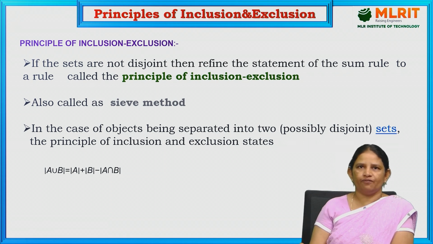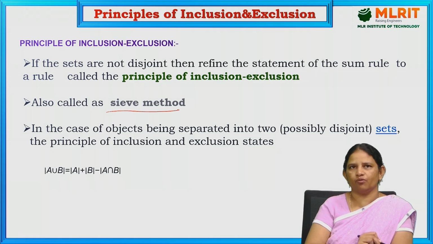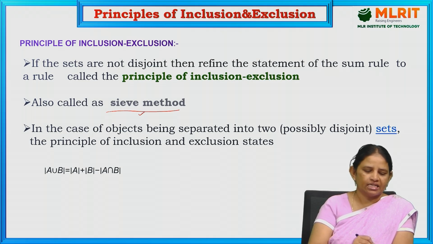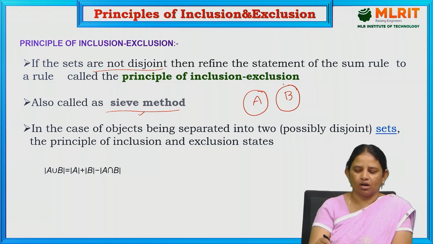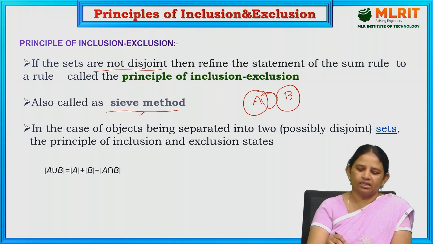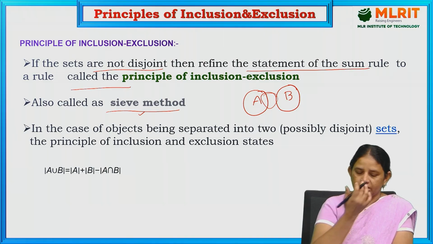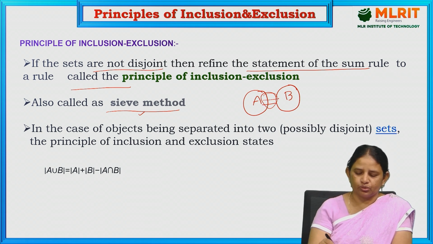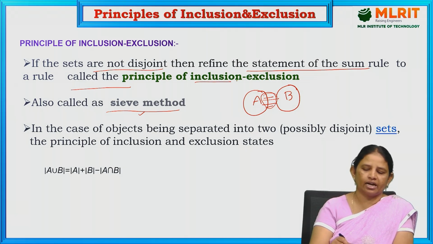So what is another name for the principle of inclusion exclusion? It is also called the sieve method. If the sets are not disjoint, that means if the two sets A and B are not disjoint, then the statement of the sum rule is called the principle of inclusion exclusion. That means we need to include these two terms if required. Otherwise, we have to exclude those sets from the given set. Then it is called inclusion and exclusion.